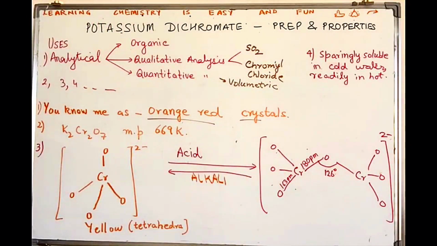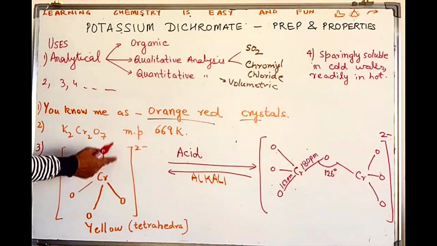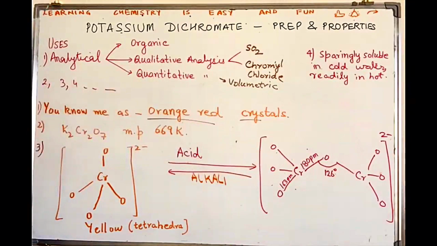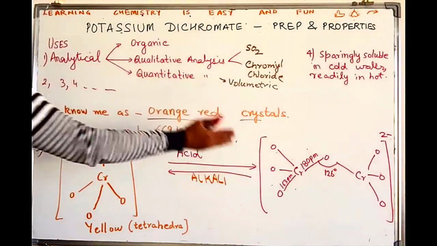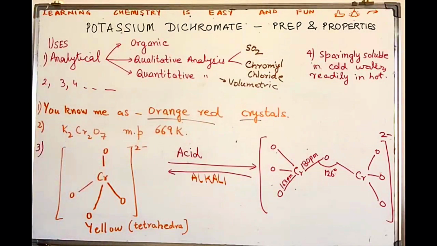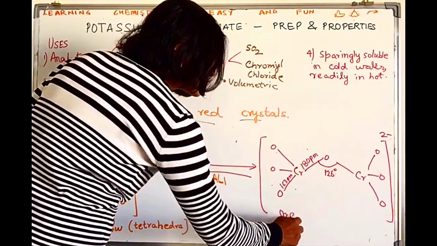Why does it exist in these 2 forms? When it exists in which form depends upon the medium. In an acidic medium, the chromate ions get converted into dichromate ions, whereas in an alkaline medium, the dichromate ions convert to chromate ions. How will you identify which one is which? Chromate ions are yellow in color. Dichromate ions are orange-red.